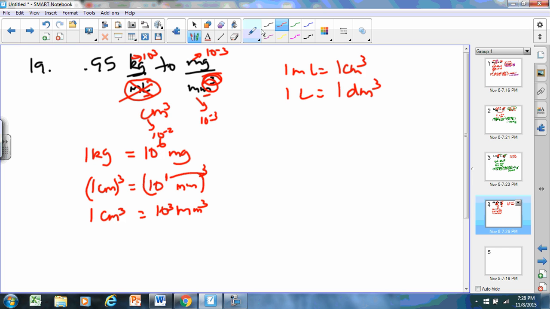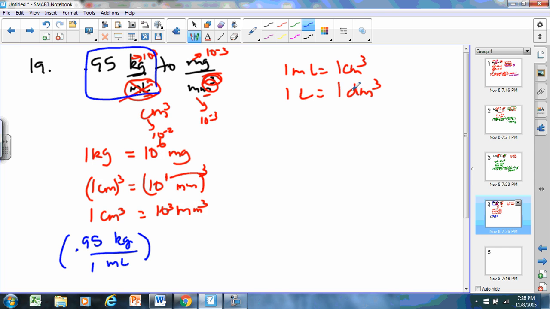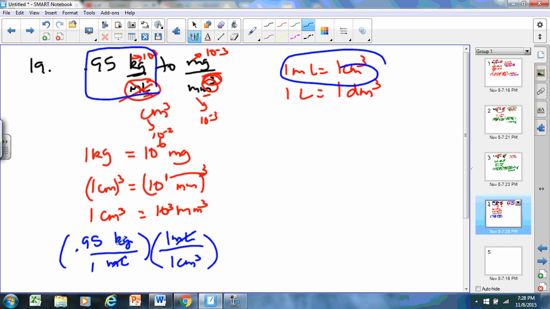And then let's do the original problem in blue, 0.95 kilograms per milliliter. This is an applied one. Always go back to the original problem. Got to use this first. 1 milliliter is 1 cubic centimeter. And now it's kilograms per cubic centimeter, just like I showed you up there.